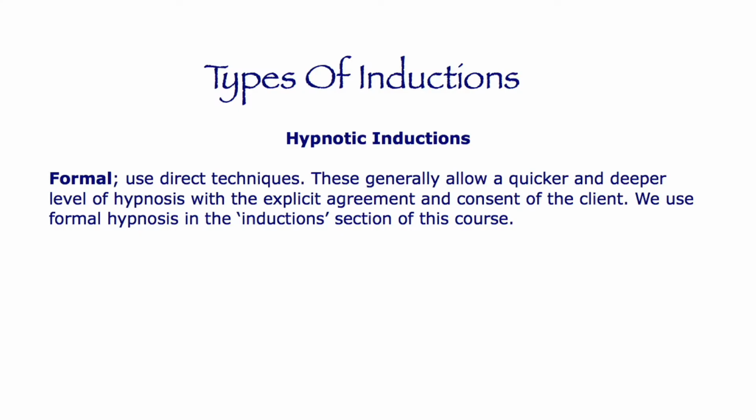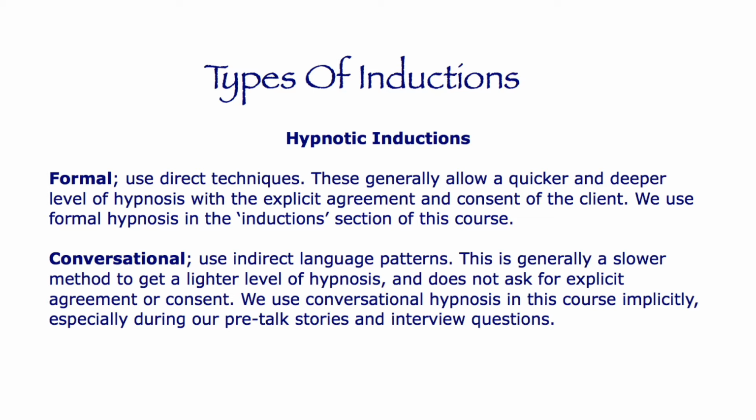For hypnotic inductions, we can have formal inductions that use direct techniques. These generally allow a quicker and deeper level of hypnosis with the explicit agreement and consent of the client. We're going to use formal inductions in the inductions section of this course. Conversational inductions use indirect language patterns. This is generally a slower method to get to a lighter level of hypnosis. It doesn't necessarily ask for explicit agreement or consent. We'll use conversational hypnosis in this course implicitly, especially during our pre-talk stories and interview questions.